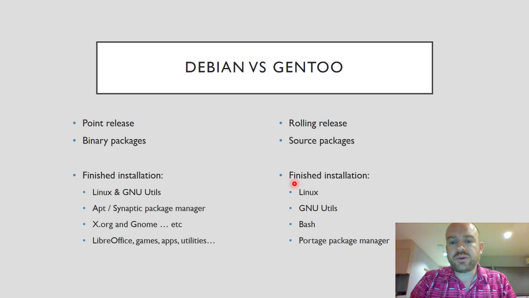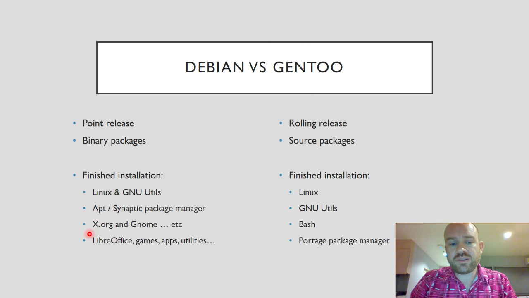Whereas with Gentoo, when you finish the installation of Gentoo, you have Linux, you have the GNU utils, and you have the bash shell. Then you also have the Portage package manager, which will help you install the source packages. But that's all you got. If you want Xorg, you have to set it up yourself with Portage. It's not part of the Gentoo distribution.